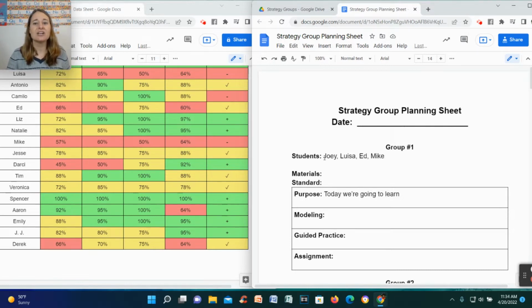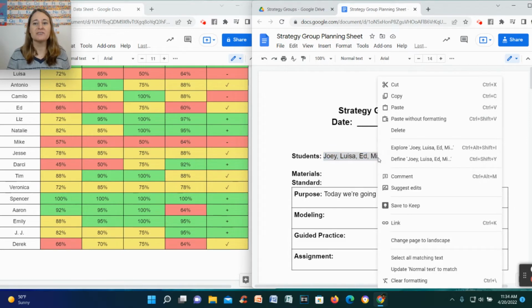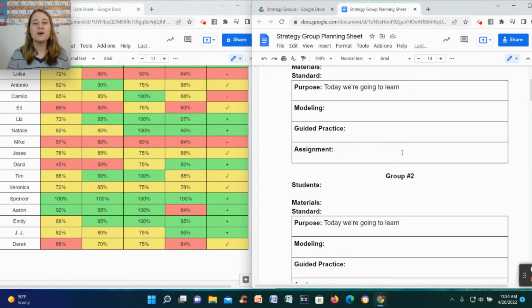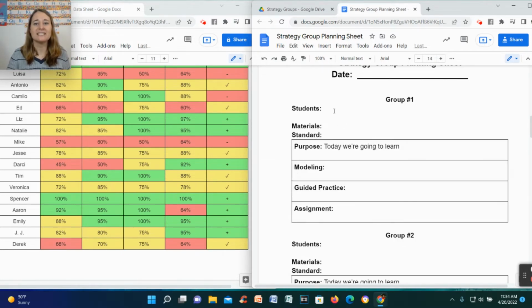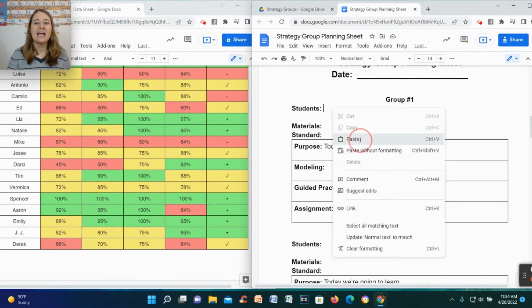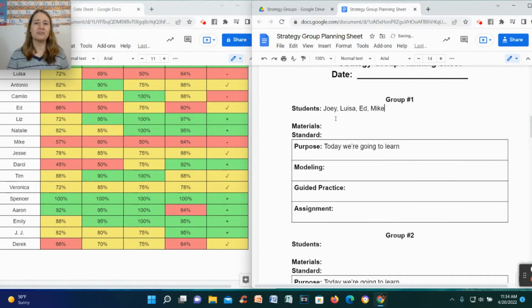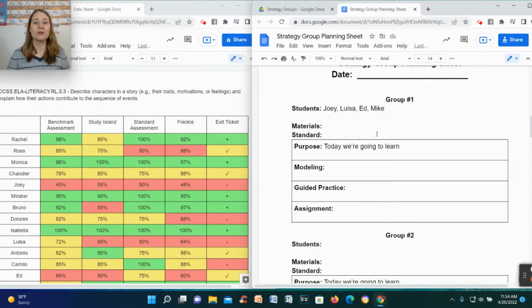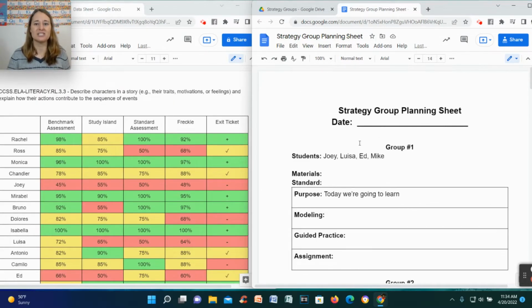So these guys are going to be meeting with me first on the first day, and I'm also going to bring them down here to my second day, because one day isn't going to be enough with working on this standard with them. They are more than likely going to need more than one day of strategy groups this week.